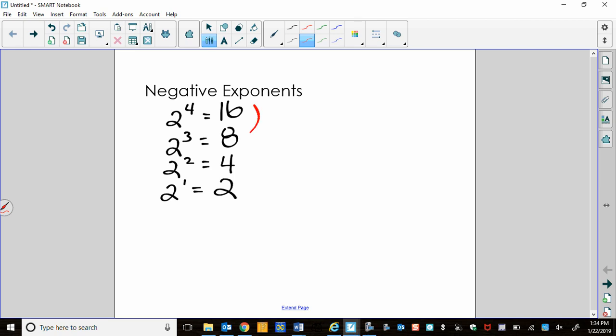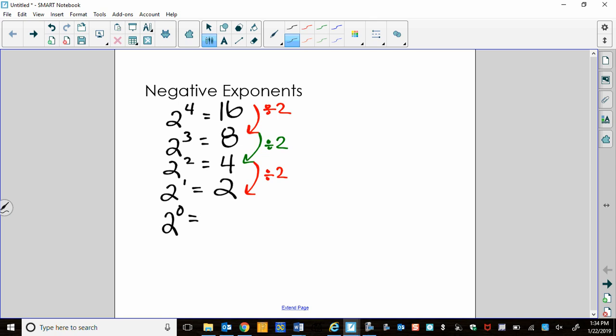Well, if you look at 16, in order for me to go from 16 to 8, I would have to divide it by 2, right? From 8 to 4, I would have to divide by 2 as well. Same thing goes with 4 divided by 2. Okay? Basically, you're dividing by the base that's sitting on this side right here.